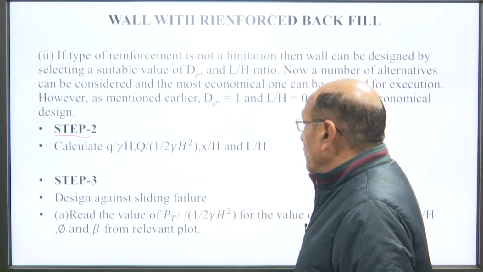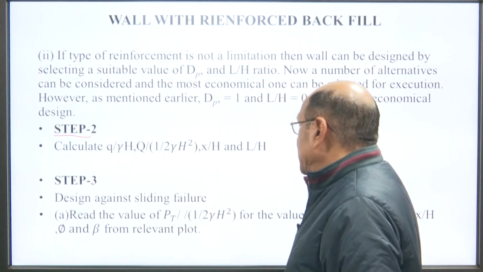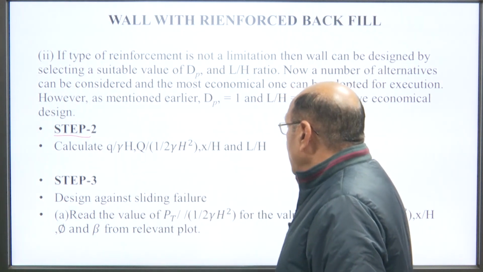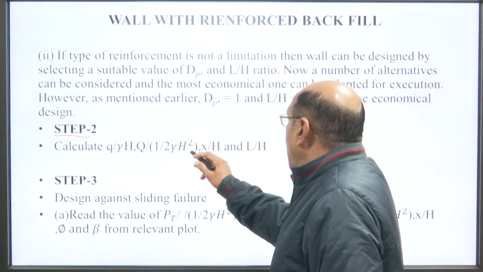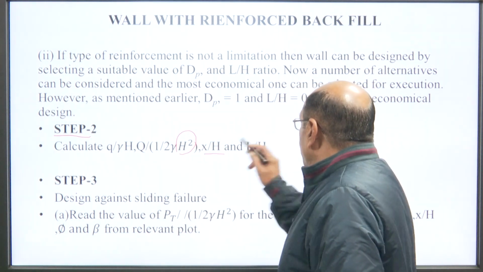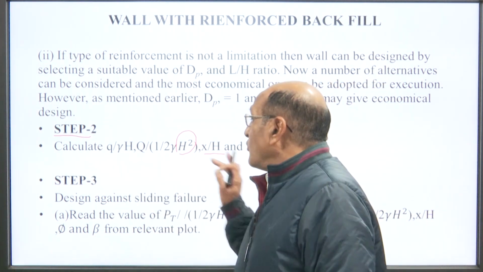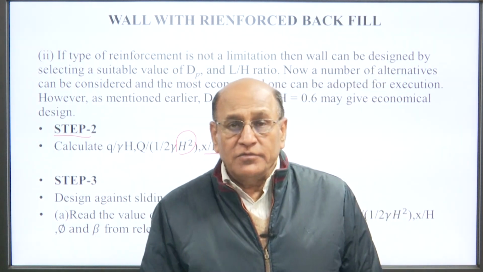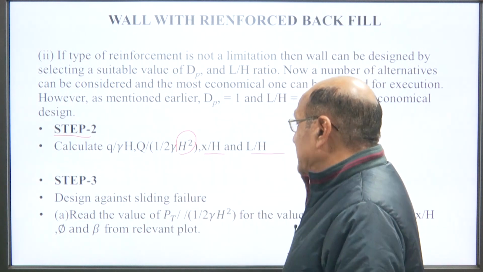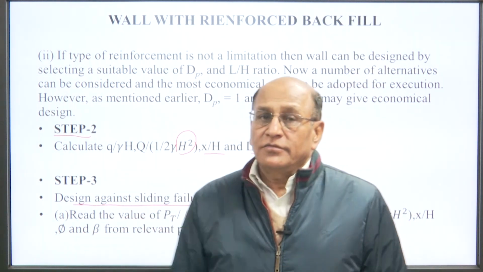So, now we go for the second step. Then we have to calculate by this formula q by gamma H, q by 1 by 2 gamma H square, x by H and L by H. So, we have to calculate these values. The third step will be design against sliding failure.